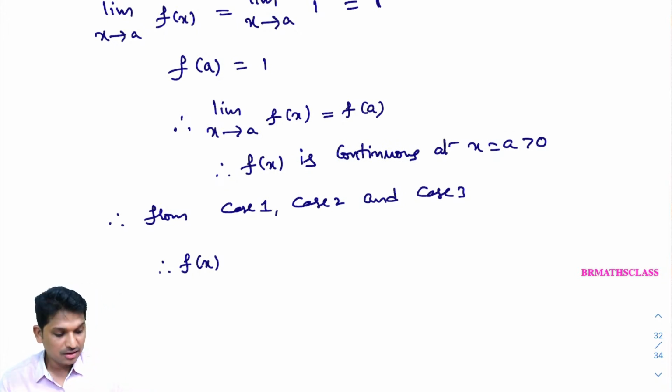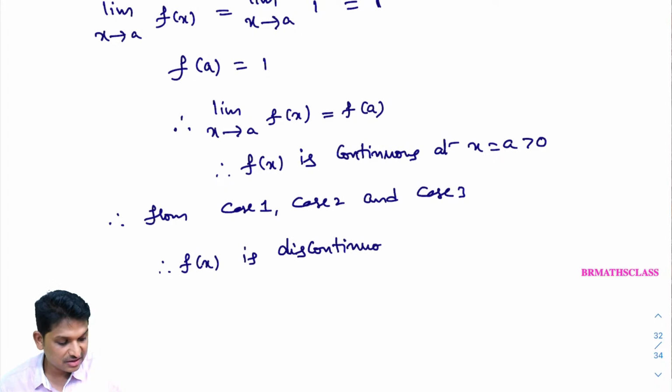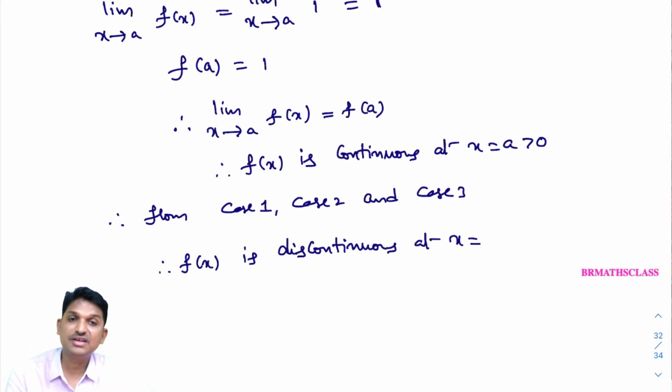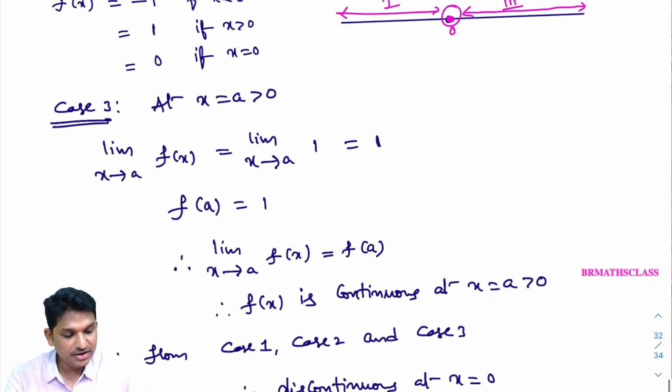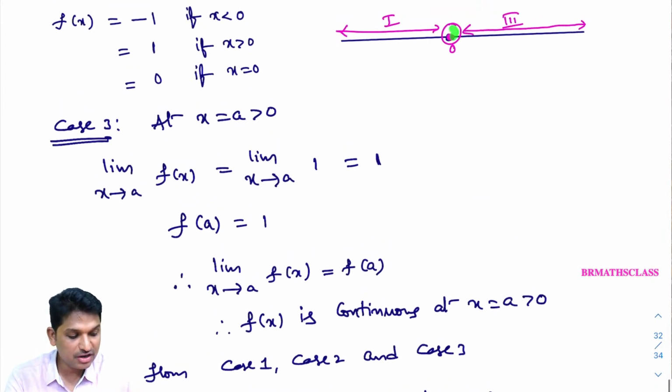Thank you. f of x is discontinuous at x equal to 0. They are asking to find points of discontinuity. I got that this function is discontinuous at x equal to 0. I hope you understand this, right?